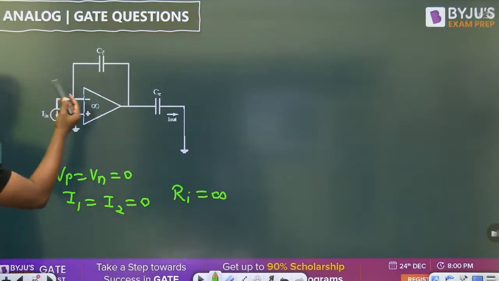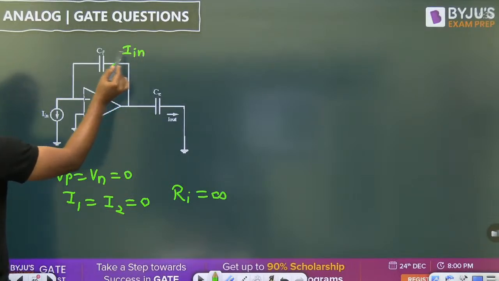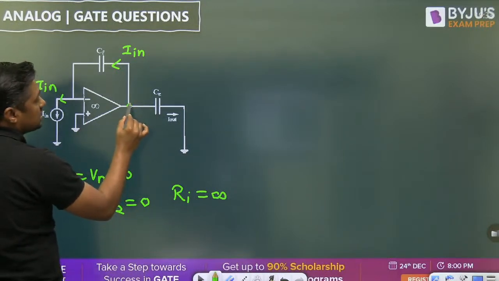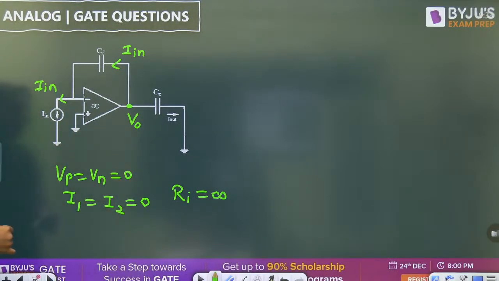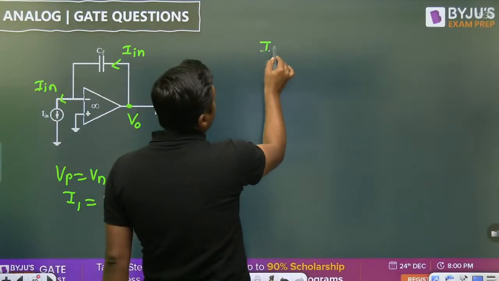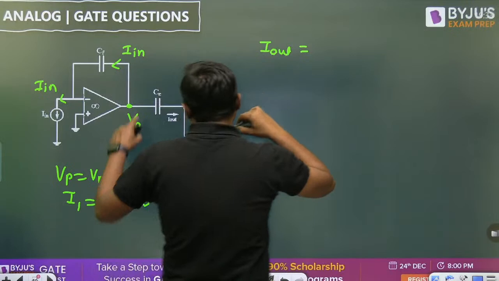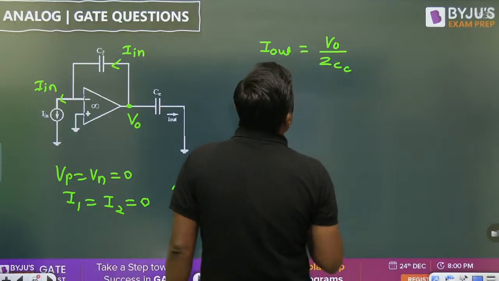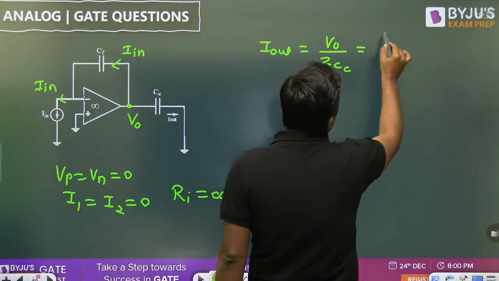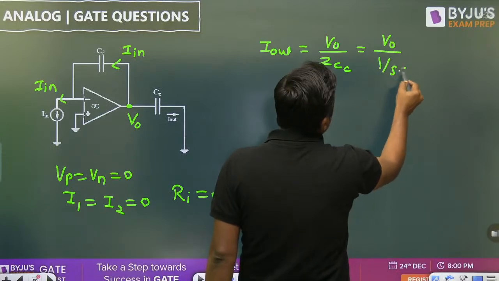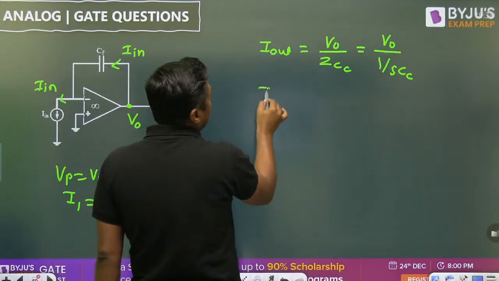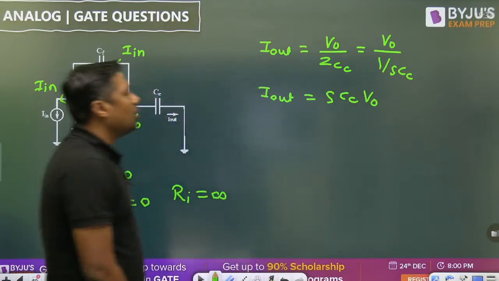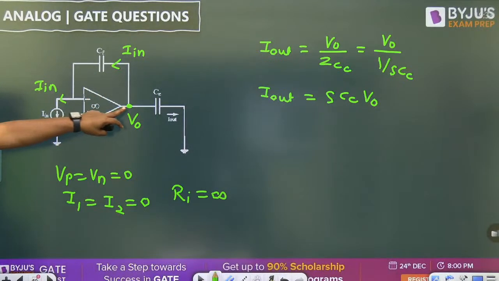So if this is the I in, what is the path of the I in? This is the path of the I in. I in flows like this, and that is the direction given. And what is the I out? Let the voltage at this point be V0. Now you can write I out is equal to V out by ZCC. Or in simple terms, what is ZCC? 1 by SCC. In Laplace, we write 1 by SCC. And that's why I out will become SCC into V0. Okay.